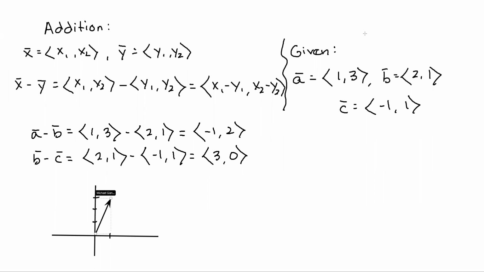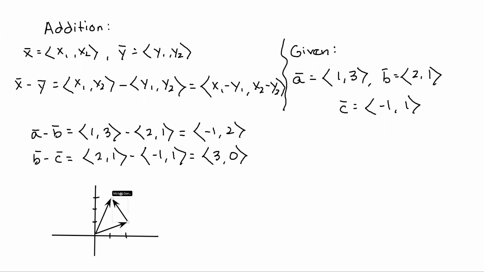And then we want to go through and draw vector B, which is the vector 2, 1, right? So that's going to be 2 over and 1 up. That gives us vector B. And then, if you recall, when we subtract vectors, we want the vector that points from the end of the negative to the end of the positive. So we're going to get this vector here.